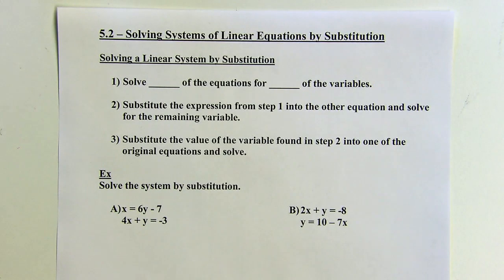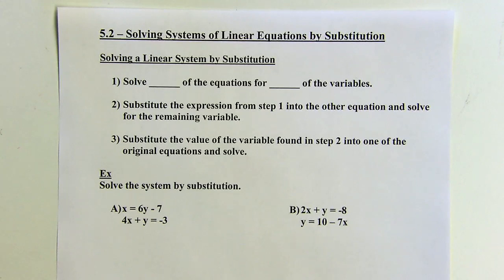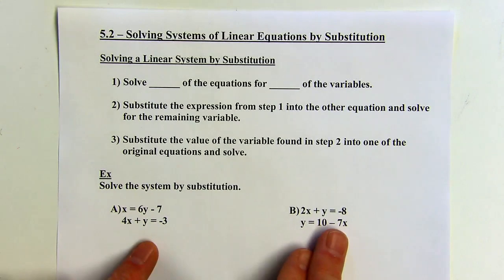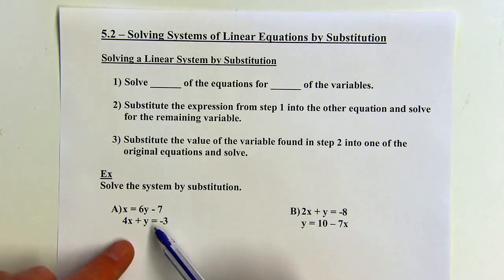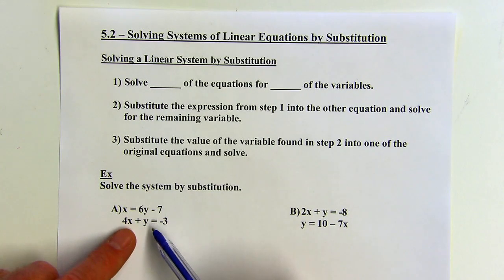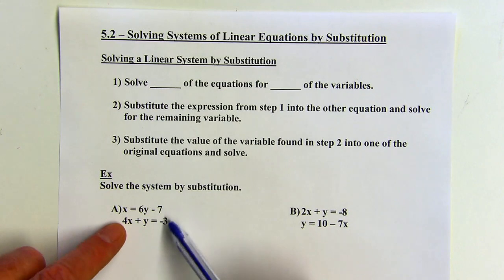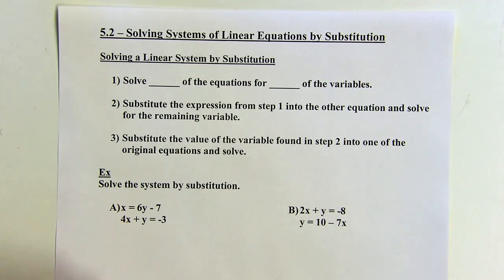5.2, solving systems of linear equations by substitution. Okay, so let's talk about the substitution method. So we've got systems of equations here in these examples. That means we have more than one equation. And we're going to be looking for what x and y equal to satisfy both of these equations. And same thing over here, okay?